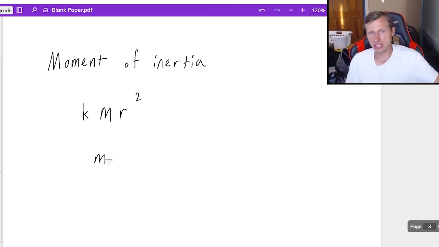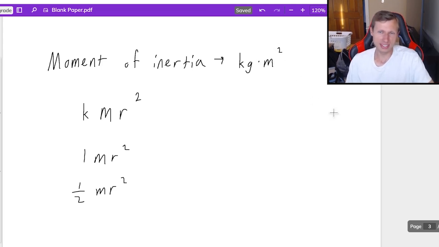Like, for instance, when k is 1, mr squared, that's the moment of inertia for a hoop or a point source of mass. 1/2 mr squared is the moment of inertia for a solid disk. But I'm not here to talk about the equation. I'm just here to talk about the units. And the units are the kilogram times meters squared. Another one of our favorite units in this class.